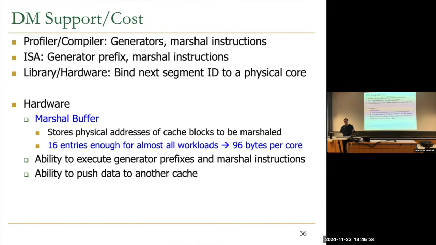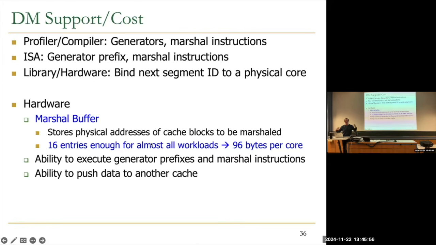So that the programmer doesn't need to know which core a particular segment is executing in. There's some hardware analysis that I will not go into a lot of detail on, but we're going to use this marshal buffer, which stores the physical addresses of cache blocks to be marshaled. You're going to see an example of this. And we see that you don't need a whole lot of entries for this, but in some cases you do.